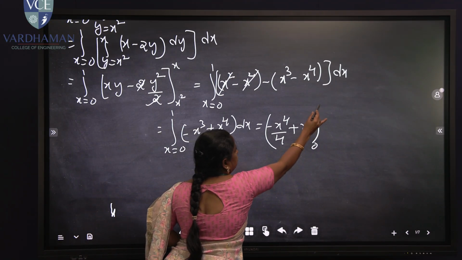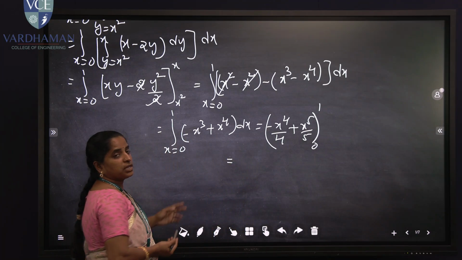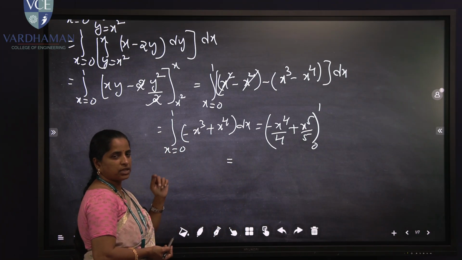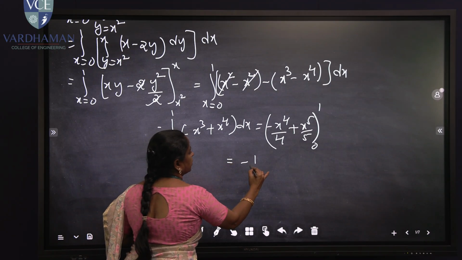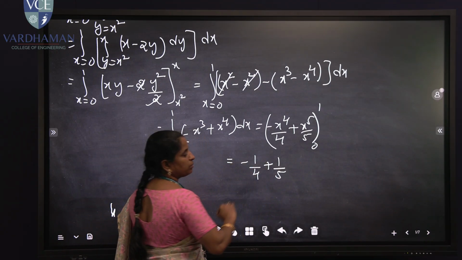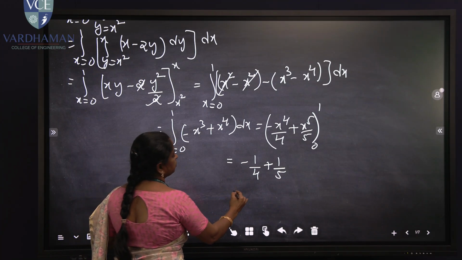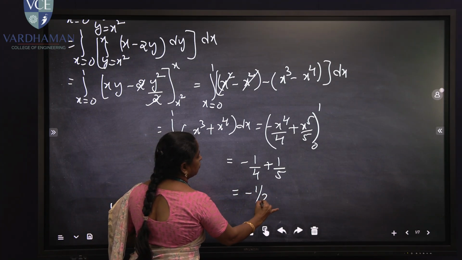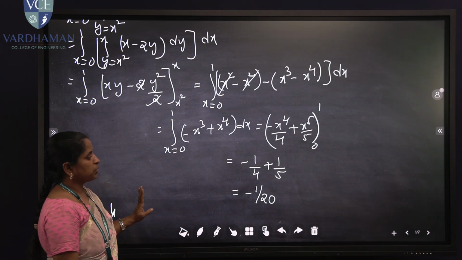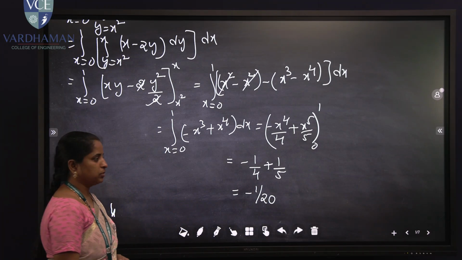So the upper limit is 1 and the lower limit is 0. So we have to substitute the limit in the place of x. So 1 minus 1 by 4 plus 1 by 5. The lower limit is 0 only. So if you simplify, you are going to get the answer 1 by minus 1 by 20. This is the first problem. We will see the second problem also.